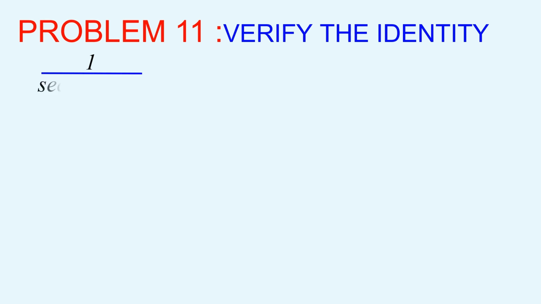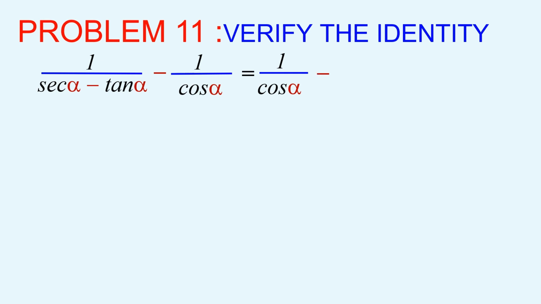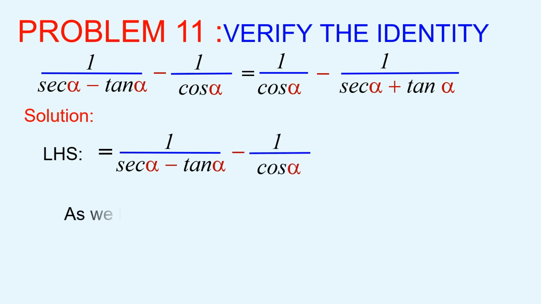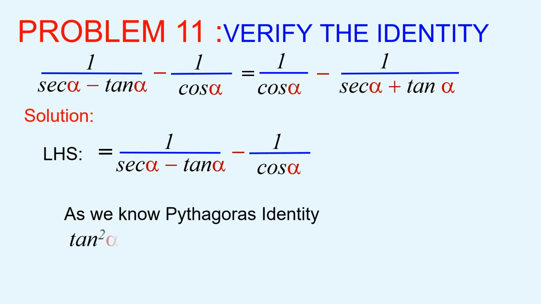Solution to problem 11, verify the identity. 1 divided by secant of alpha minus tangent of alpha, minus 1 divided by cosine of alpha, equals 1 divided by cosine of alpha minus 1 divided by secant of alpha plus tangent of alpha. Take the left hand side. As we know Pythagoras' identity, square of tangent of alpha plus 1 equals square of secant of alpha, or 1 equals square of secant of alpha minus square of tangent of alpha.